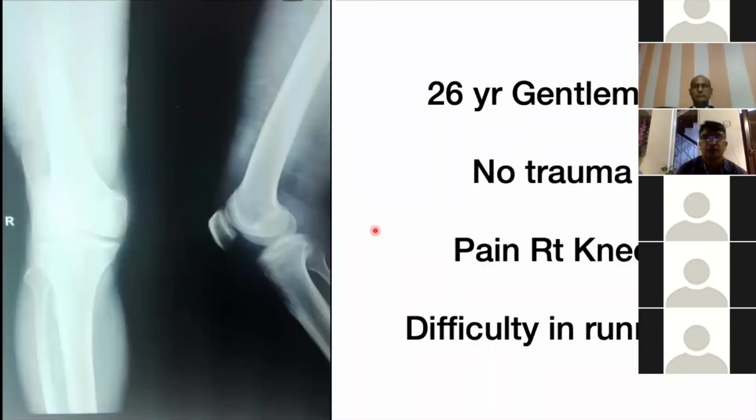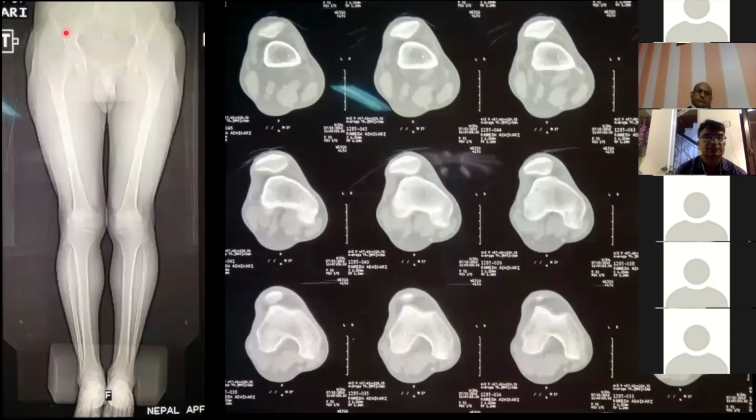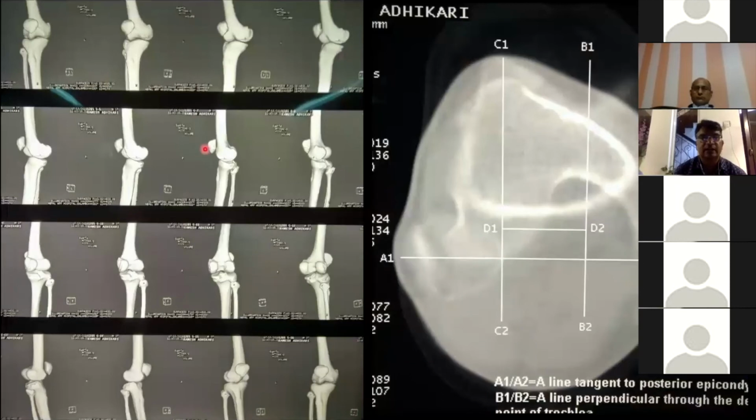rotational osteotomy. Another case, a 26-year-old gentleman. There was no trauma as such, but he was having pain in the right knee and he was having difficulty in running. This is his scanogram. I have removed the lines, but his alignment of the upper and lower limb was perfectly normal. You can see there is a grade B dysplasia, but the sulcus was pretty okay. The trochlear dysplasia was a little bit, but the patient had a high-lying patella. The patient had a patella alta, and there was a TTTG distance of about 24. So there was a little bit of lateralization of the tibial tubercle.